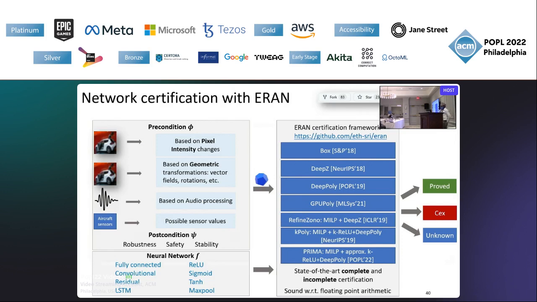And in terms of postcondition, we can handle robustness, safety, stability. We can handle fully connected, convolutional, residual, and LSTM networks. And we provide a variety of options in terms of tuning your precision. You can use Box, Zonotope, DeepPoly. GPUPoly is the GPU implementation, so it has a very custom GPU CUDA implementation done from scratch for exploiting performance opportunities on a GPU. Then we have the combination of abstract interpretation with MILP, combination with KReLU, and then PRIMA that would be described in 3 days, which combines MILP with approximate KReLU and DeepPoly.